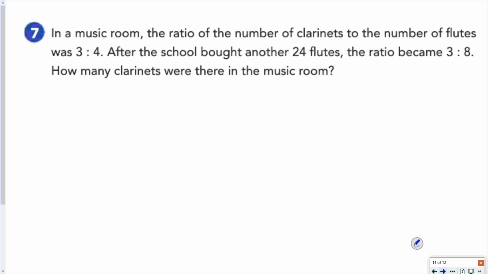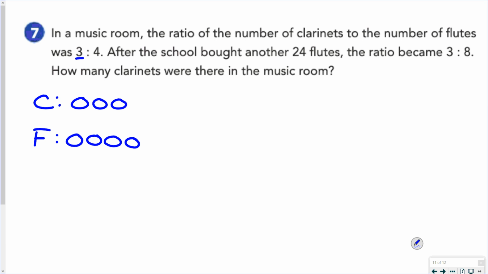In a music room, the ratio of the number of clarinets to the number of flutes was 3 to 4. So clarinets to flutes. After the school bought another 24 flutes, the ratio became 3 to 8. So since the school bought more flutes, the actual number of clarinets does not change. So clarinets are represented by the 3 in this ratio, and they're represented by the 3 in that ratio. So in this situation, we don't need to make any type of adjustment to that initial ratio. But we do need to convert it from 3 to 4 to 3 to 8. Well, that means we just have to put 4 more on here.